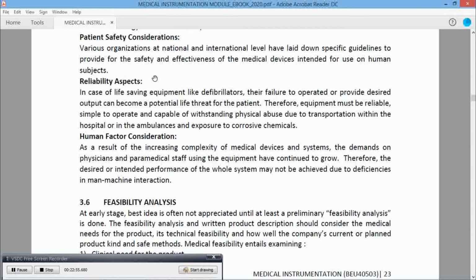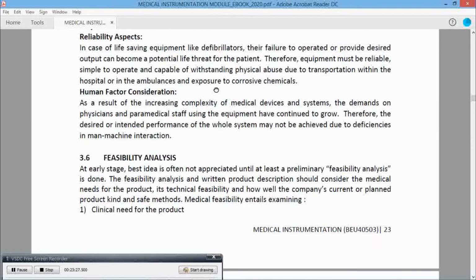Patient safety consideration is of utmost importance, and at national and international level have laid down specific guidelines. So we have specific guidelines to provide the safety and effectiveness of medical devices intended for use on human subjects. So in designing biomedical instrumentation, you need to consider patient safety seriously, because it deals with the life of humans.